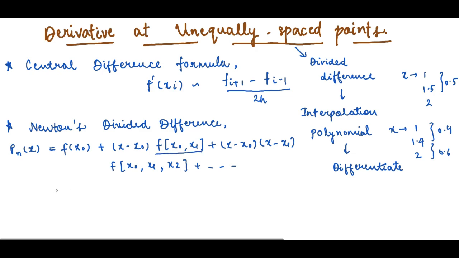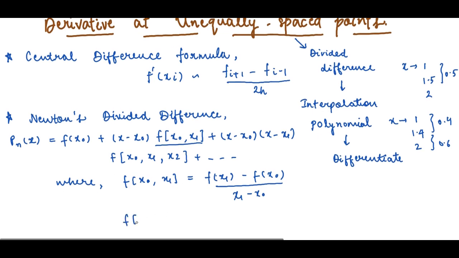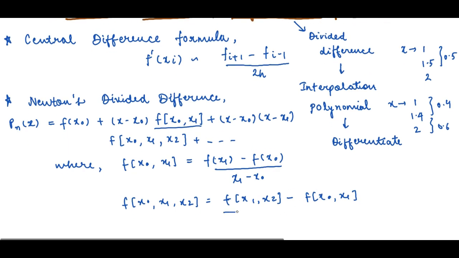And the divided differences become: f of x naught comma x1 is f of x1 minus f of x naught divided by x1 minus x naught. And f of x naught comma x1 comma x2 becomes f of x1 comma x2 minus f of x naught comma x1 divided by x2 minus x naught. And the important point is that no equal spacing is required here.